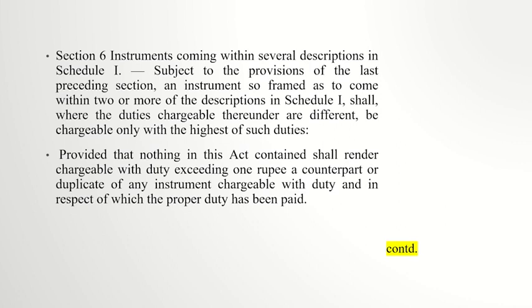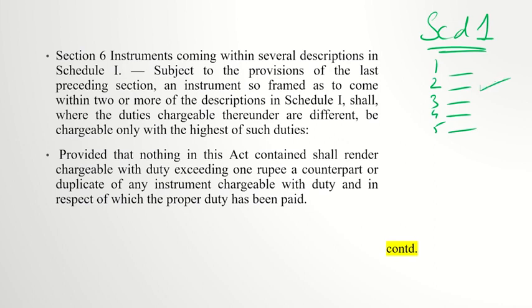Next we come to section 6, that is, instruments coming under several descriptions. In schedule 1 we have so many items, 1, 2, 3, 4, 5. When I look at the transaction, I feel, oh, okay, it is point number 2. Then I say, no, it is point number 4 also. Oh, no, sorry, it is point number 3. So you're getting confused. Where we have several descriptions in schedule 1, under which description should I pay? 1, 2, 3, 4 or 5?